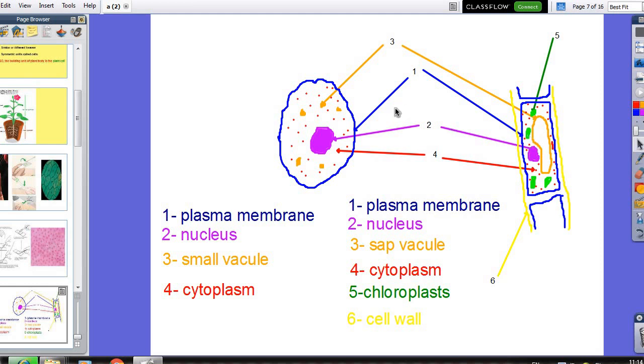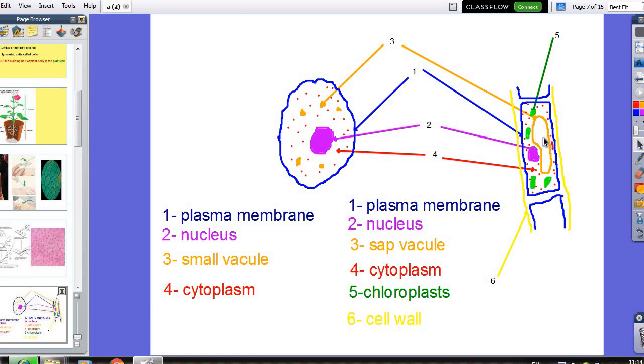Then I will go inside. I will find an oval or spherical body. It is called the nucleus, number 2. Then I will find something called vacuoles. They are oval or round, very small circles like we see. This occurs in the animal cell, but in the plant cell we have a vacuole that is larger, and we call it the large vacuole.